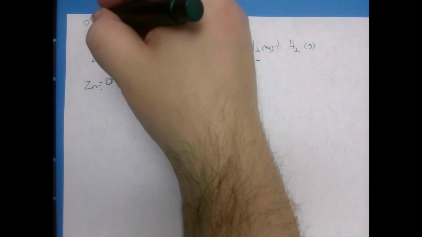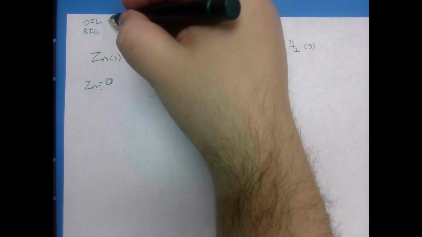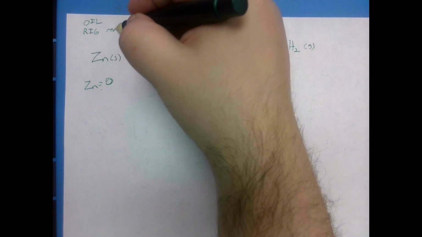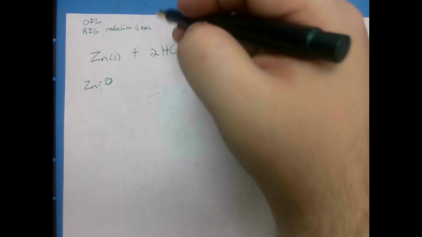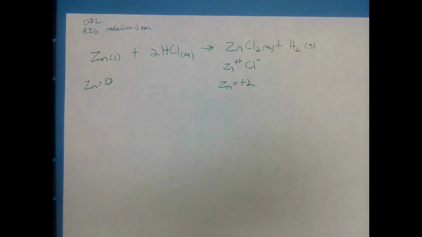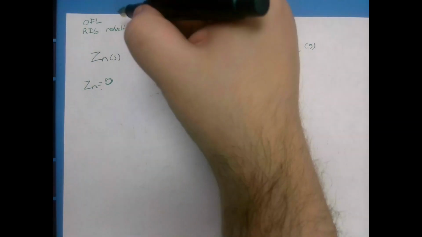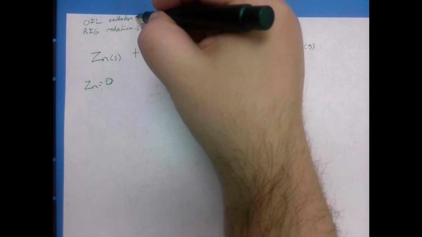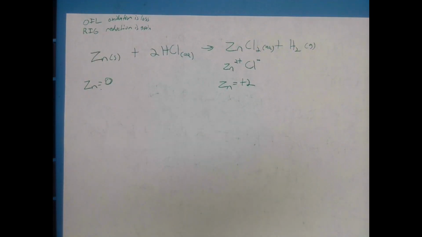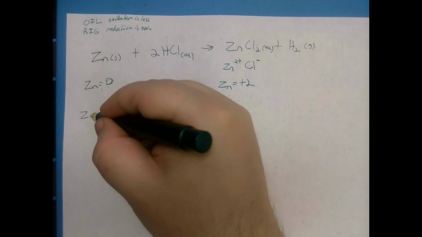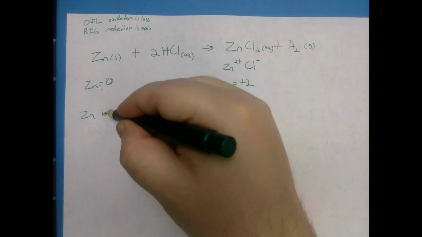So, OIL RIG. RIG stands for reduction is gain of electrons. When you gain electrons, you become what? More negative. It's gone from 0 to plus 2. Oxidation is loss of electrons. It has lost 2 electrons to become plus 2. So zinc is reduction and undergoes reduction.